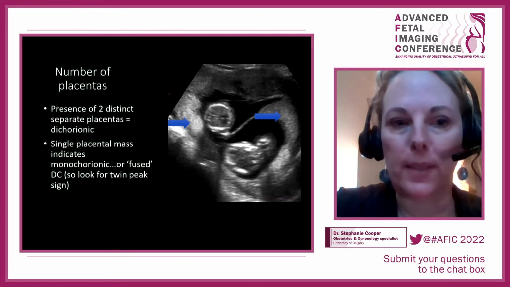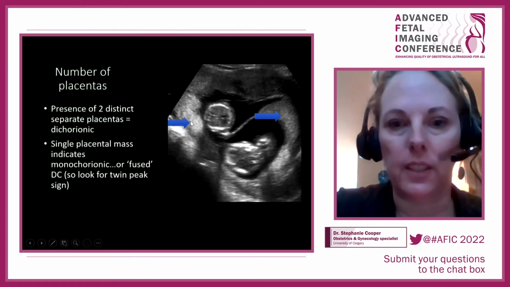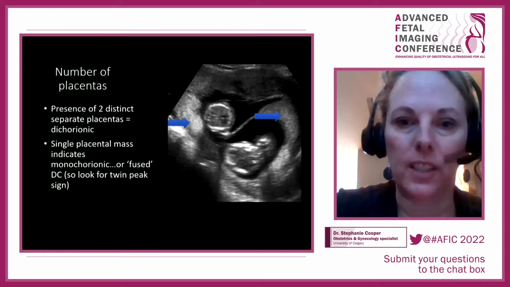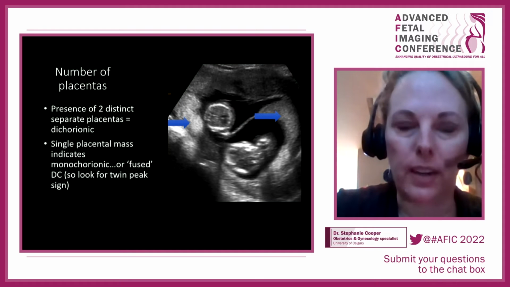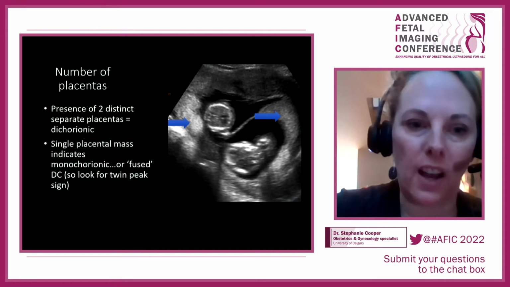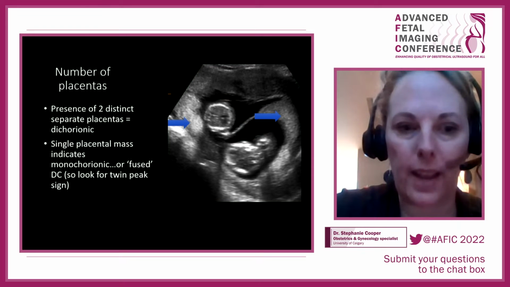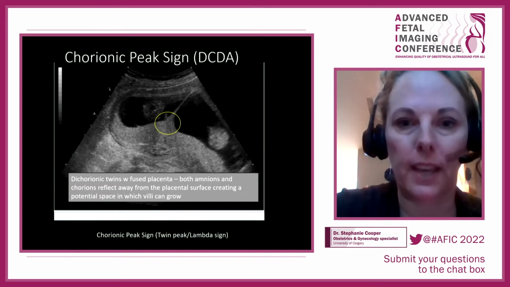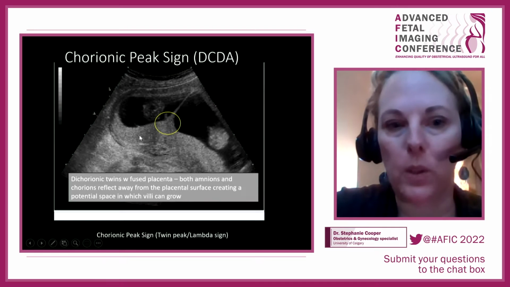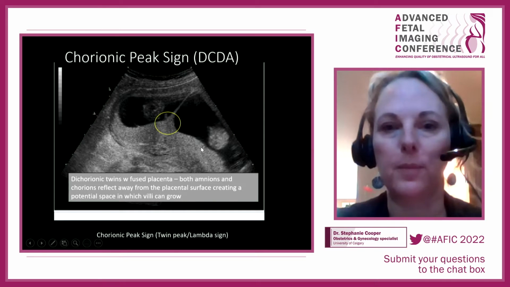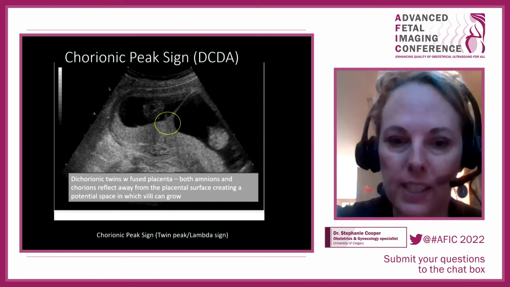Okay, so number of placentas: there's 1, there's the second placenta. That is easy. It tells us that we have dichorionic twins. However, if you have both placentas on the same side, they can look like one, and that's where we have to look for the twin peak sign. So here we go. We have both posterior placentas for both twins, but you can see right here that sort of wedge. That's the twin peak sign, or the lambda sign.